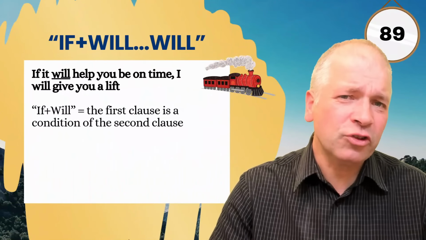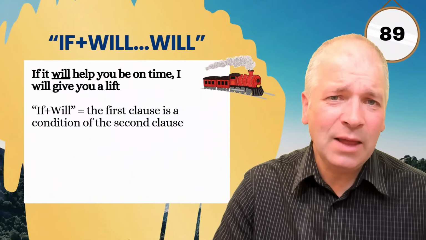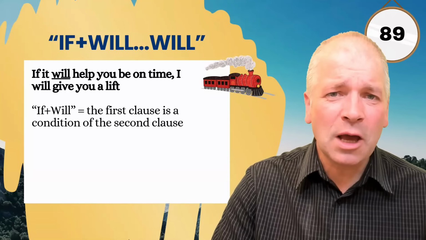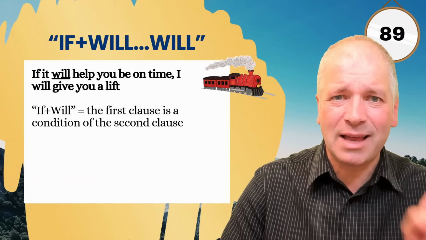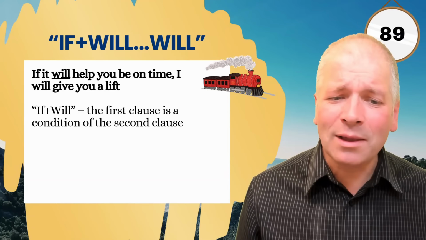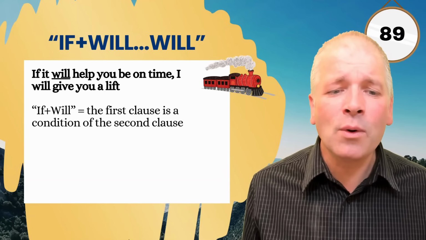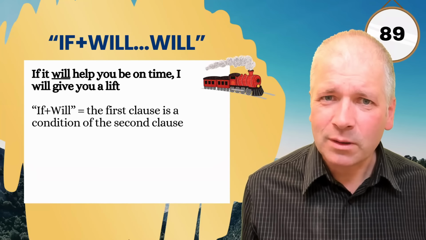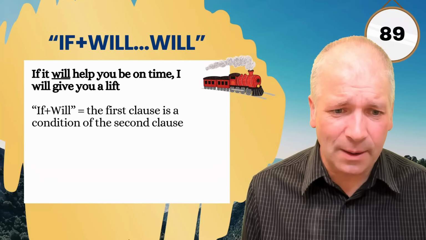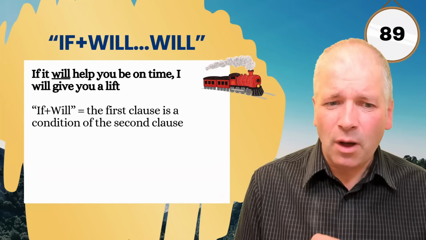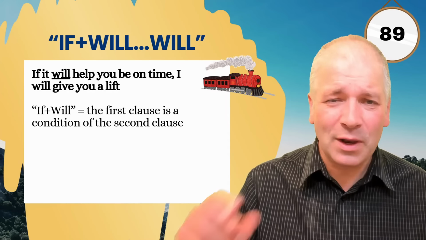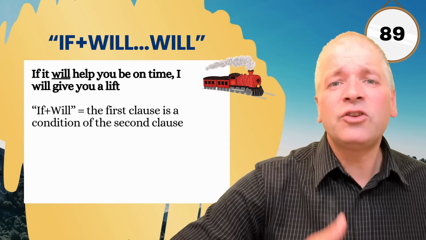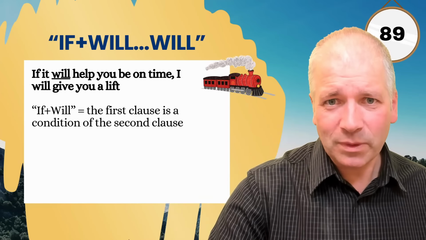If is usually not followed by will in the same clause. It normally goes in the second clause, but you can add it in the first clause in a sentence like this. If it will help you to be on time, I will give you a lift. Do you notice the slight difference here? Turn it around. I will give you a lift if it will help you be on time. The lift is designed to help the outcome.